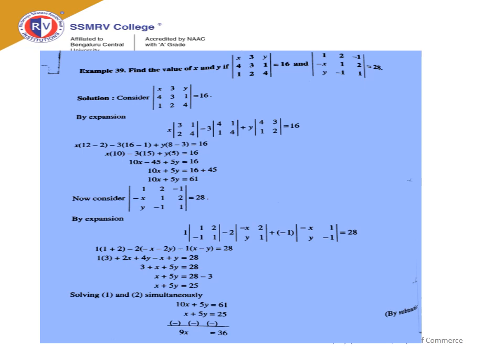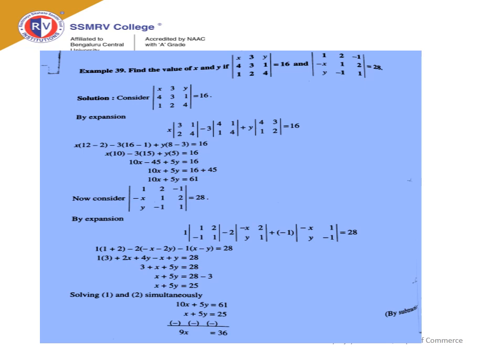Again, x into 12, 3 into 4 is 12, minus 2 into 1 is 2, minus 3 into 4 into 4 is 16, 1 into 1 is 1, 16 minus 1, plus y into 4 into 2 is 8, minus 1 into 3 is 3, which is equal to 16. If you simplify this equation, finally you are going to get 10x plus 5y is equal to 61.